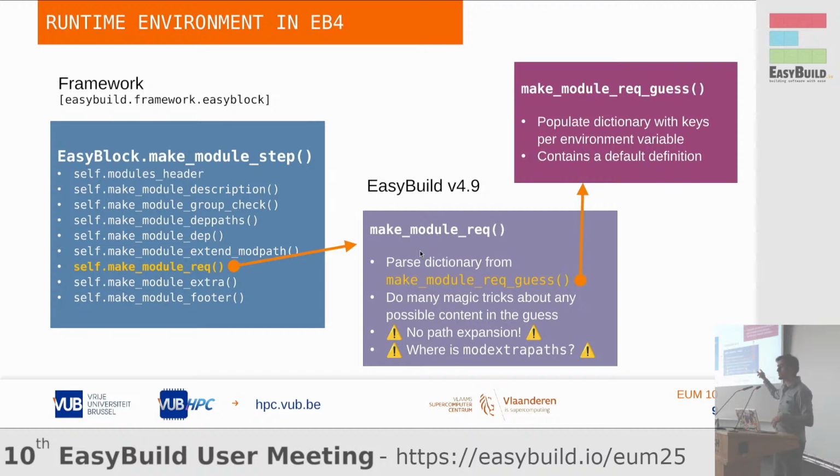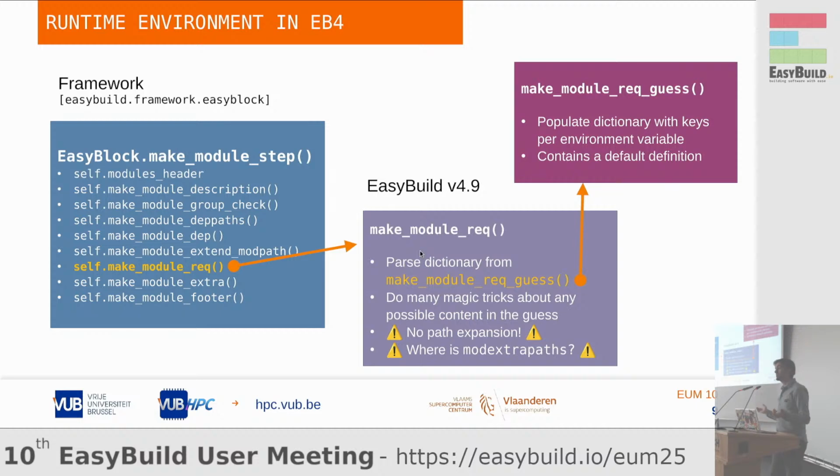The second is that the make module rec actually has a lot of logic about different environment variables. Like for instance, if there's CMake library path, it had some logic about that. If there's another environment variable that needs a special treatment, it has some logic about that. So it gets messy very quickly. And on top of that, that method never did glob pattern expansion.